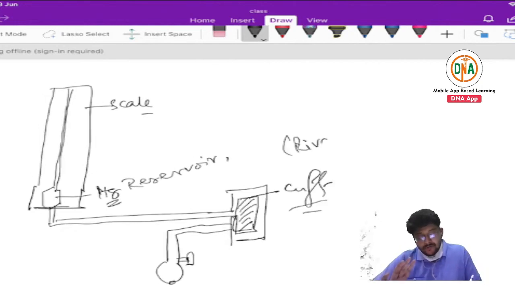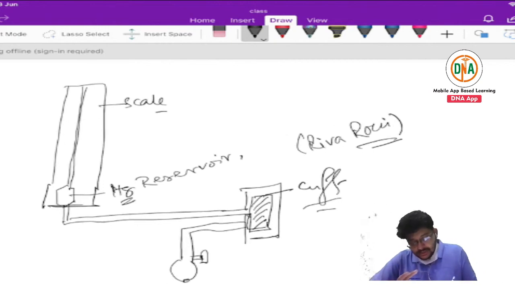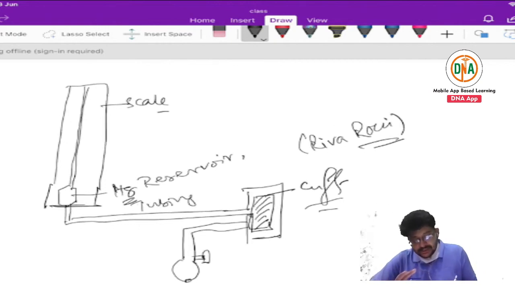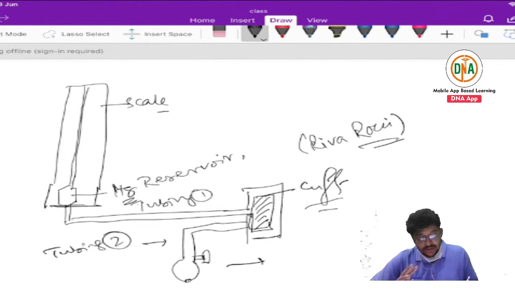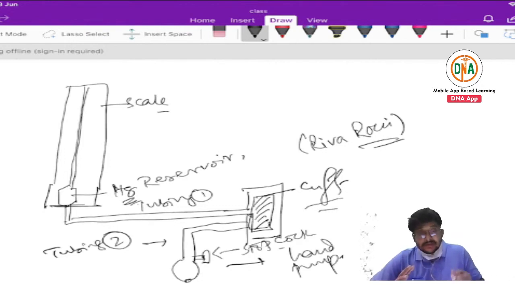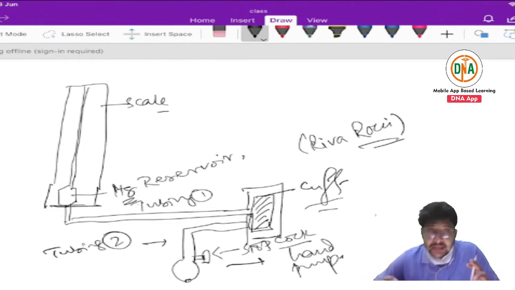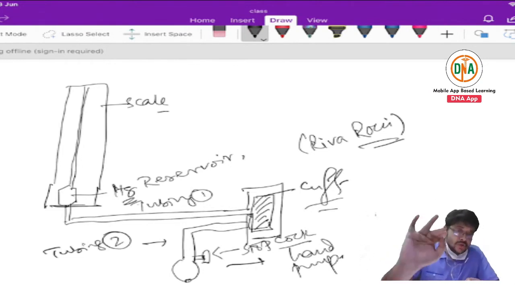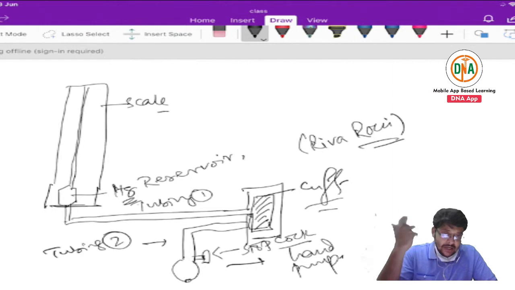We call it the Riva-Rocci cuff. This is one tubing, which is connected to the mercury reservoir. This is tubing number one, and this is tubing number two, which is connected to the hand pump by a particular stopcock mechanism. That's a unidirectional valve which can put air inside the cuff, but can stop backflow if you screw it properly.